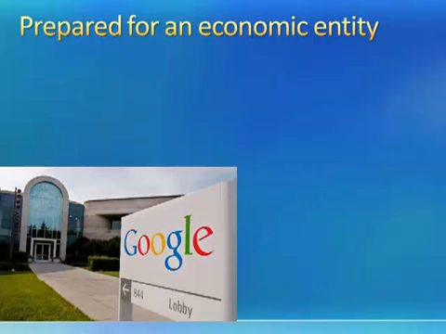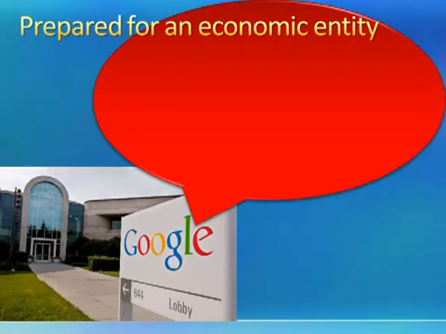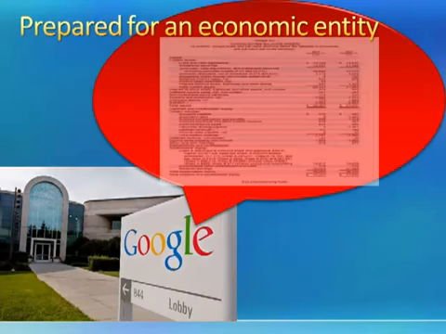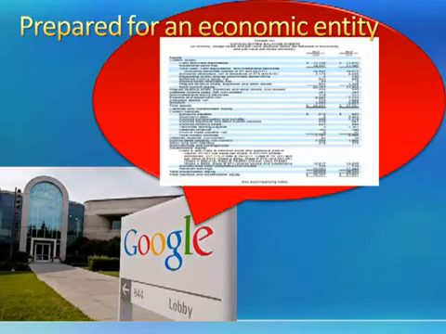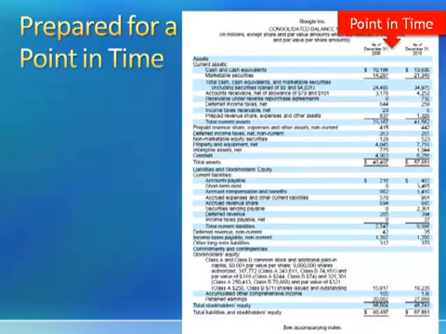First, the balance sheet is prepared for an economic entity. We see that Google, an economic entity, has something to say, and accounting, being the language of business, helps Google communicate through its balance sheet. So we have Google's balance sheet. We said that the balance sheet is prepared for a specific point in time, and here we have Google's balance sheet, and it has two comparative balance sheets, December 31st, 2009 and December 31st, 2010.